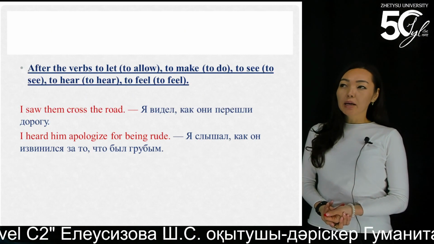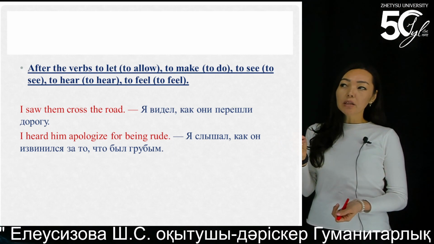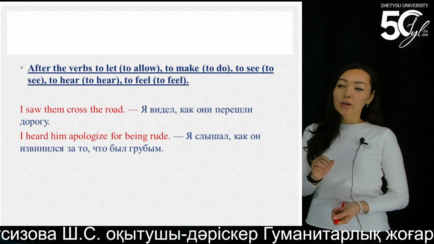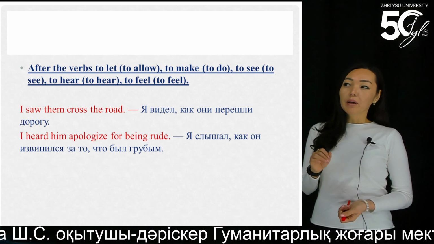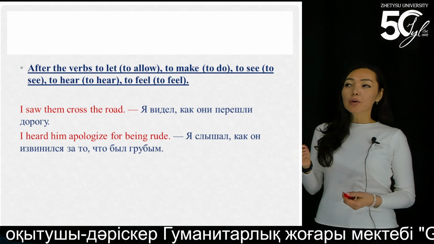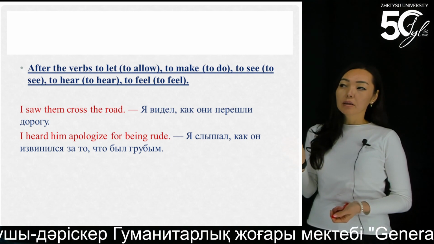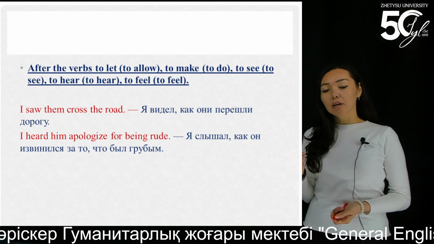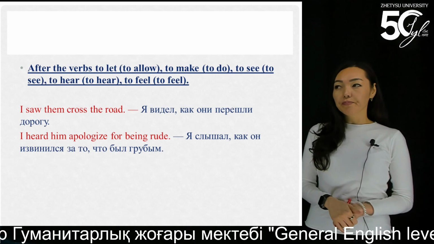After the verbs to let, to make, and as I have said, to see, to hear, to feel. To see, to hear, and to feel are the verbs of sense perception. That's why we have to use the infinitive without particle to. For example, I saw them cross the road. Я видел, как они перешли дорогу. I heard him apologize for being rude. So these are the verbs which are connected with sense perception, and you can't use the particle to.